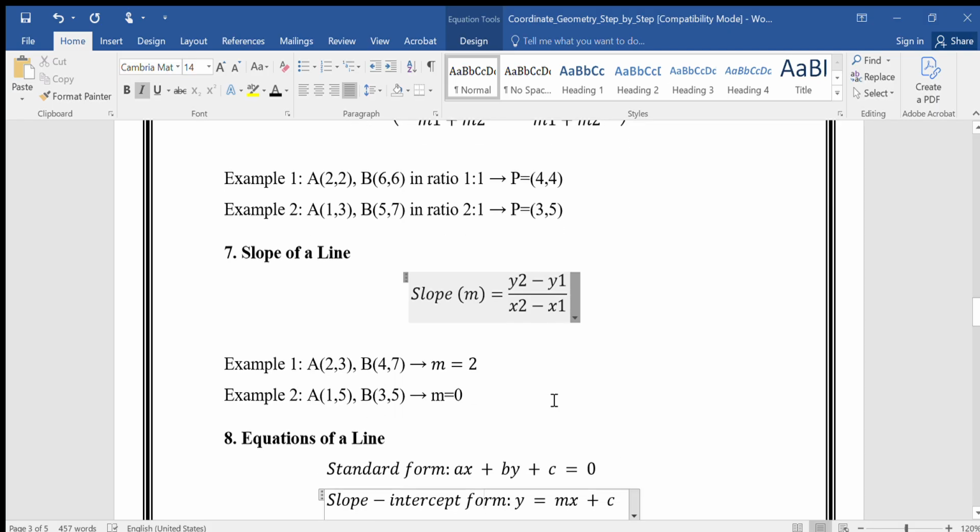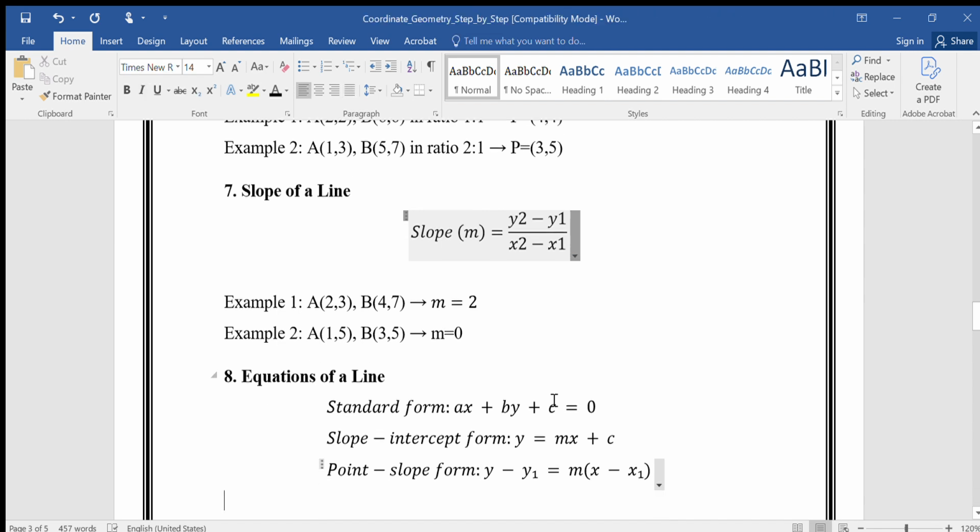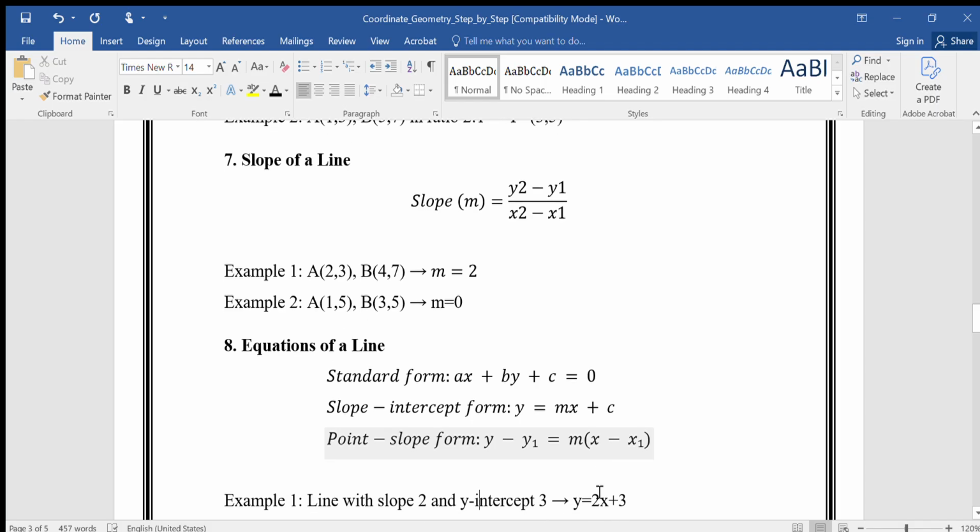Equation of a line. Standard form of equation of line: ax plus by plus c is equal to 0. Slope intercept form: y is equal to mx plus c. m is called the slope. How do we calculate slope? (y2 minus y1) divided by (x2 minus x1). c is called the constant. Point slope form: y minus y1 equal to m into (x minus x1).